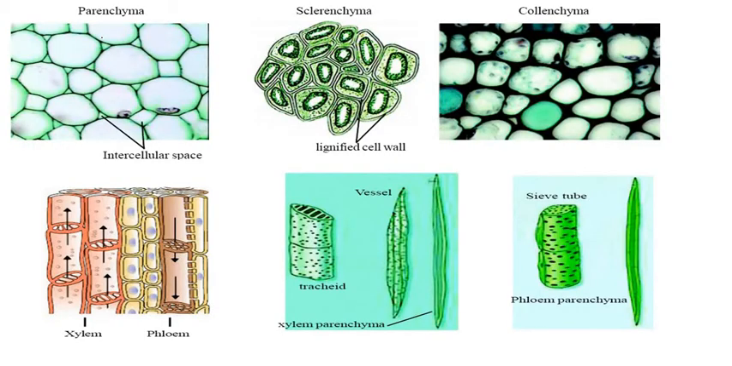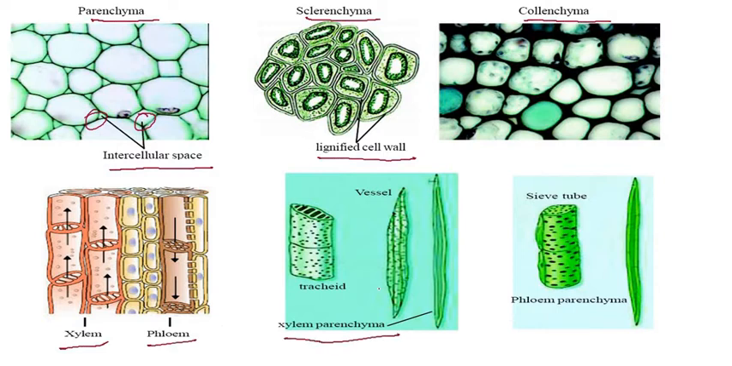You can see here the parenchyma, and it is the intercellular space. And it is the lignified cell wall. It has the cell wall and it is the sclerenchyma. This one is the sclerenchyma and that is the parenchyma. And you can see in this figure, it is the xylem and this one is the phloem. In the xylem you can see tracheids and vessels, and in the phloem the sieve tube and the phloem parenchyma.